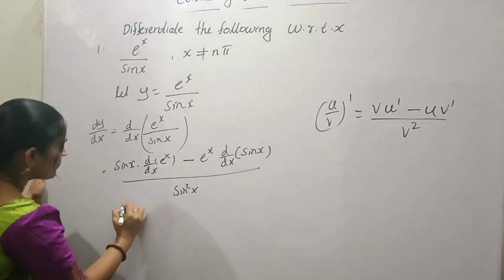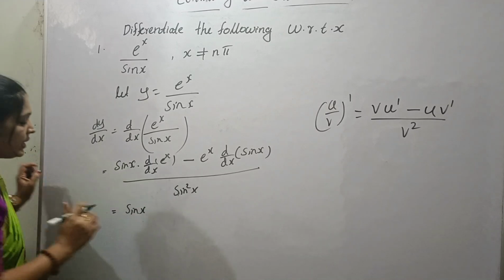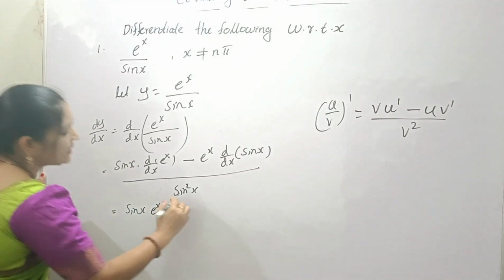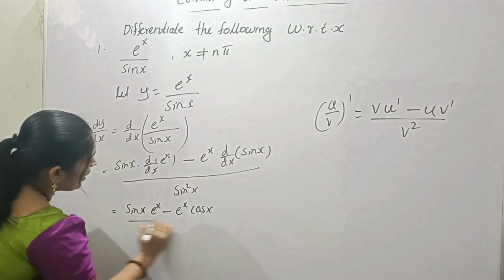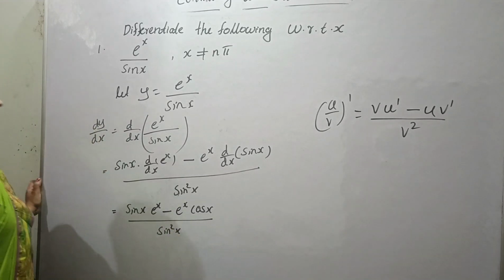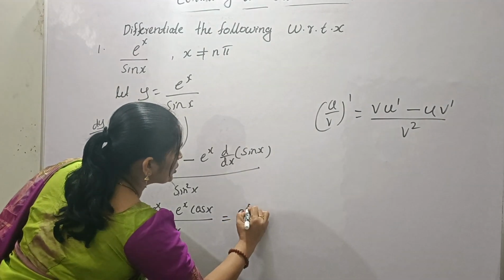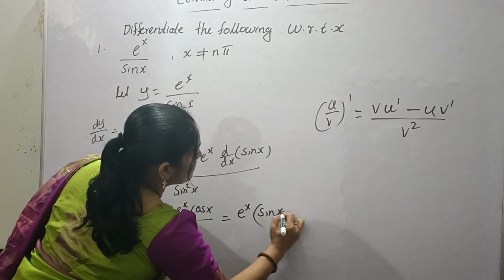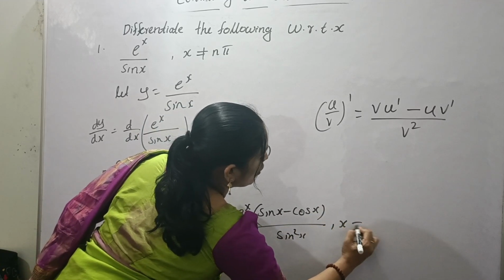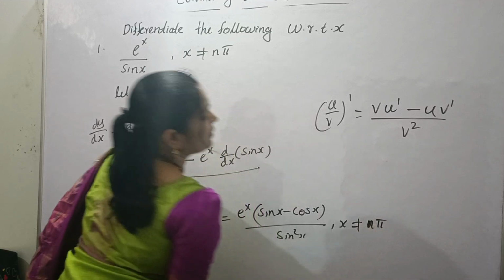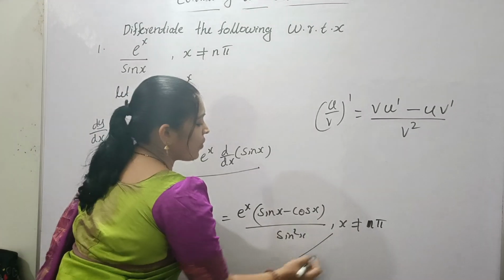Let's find the derivative. Sin x into d by dx of e raised to x, derivative of e raised to x is e raised to x itself, minus e raised to x into d by dx of sin x is cos x, divided by sin square x. In numerator e raised to x is common. Let's take it out. So e raised to x into sin x minus cos x divided by sin square x. Here x not equal to n pi. That's all. It is the derivative of given function.